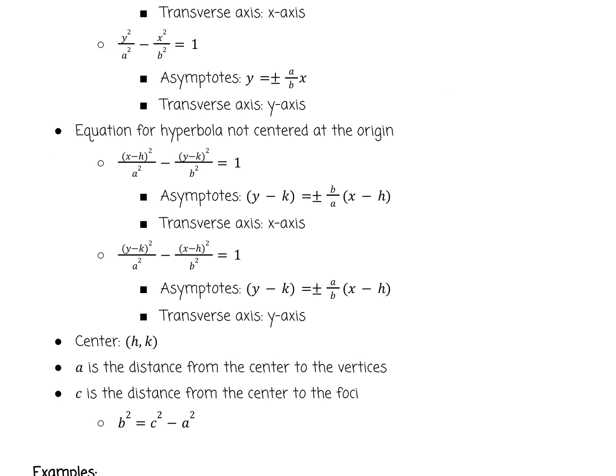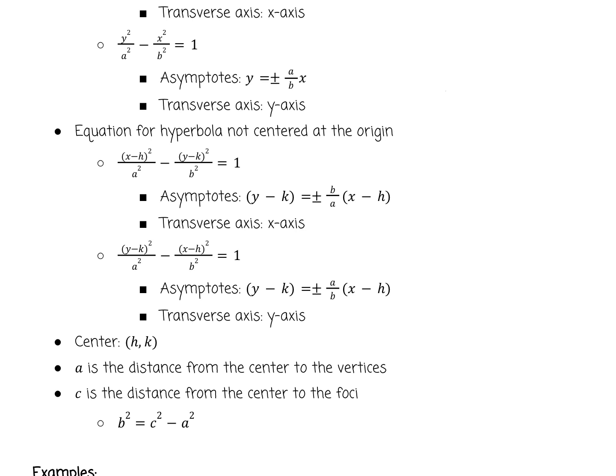There are two differences for an equation of a hyperbola not centered at the origin. With the transverse axis being the x-axis, it becomes x minus h squared and y minus k squared in your numerator. And your asymptotes now need to be shifted so they start at wherever your center is. So y minus k equals plus or minus b over a times x minus h. And when your transverse axis is the y-axis, it's y minus k squared and x minus h squared in the numerator, and your asymptotes are y minus k equals plus or minus a over b times x minus h.